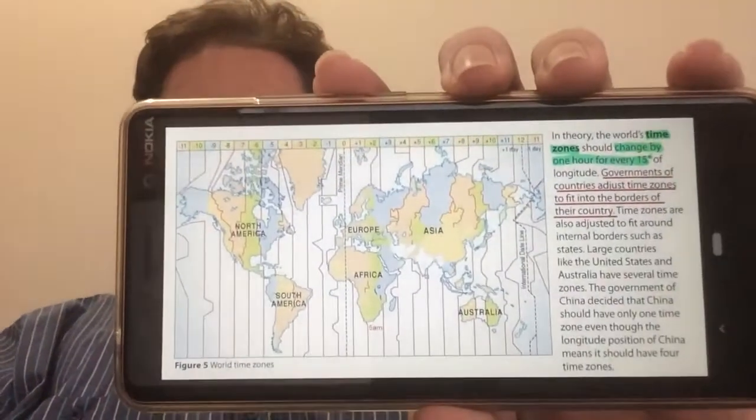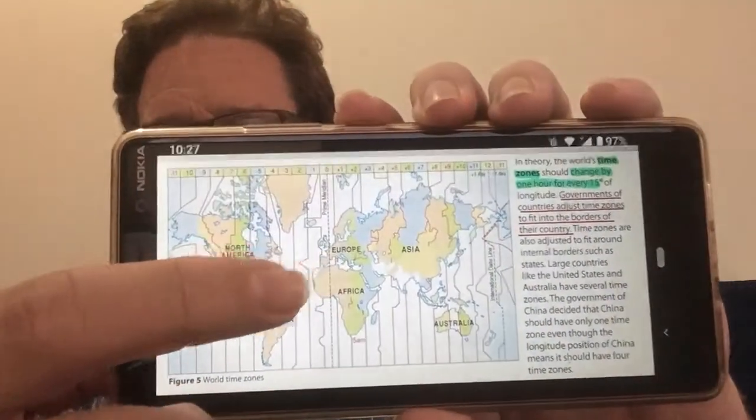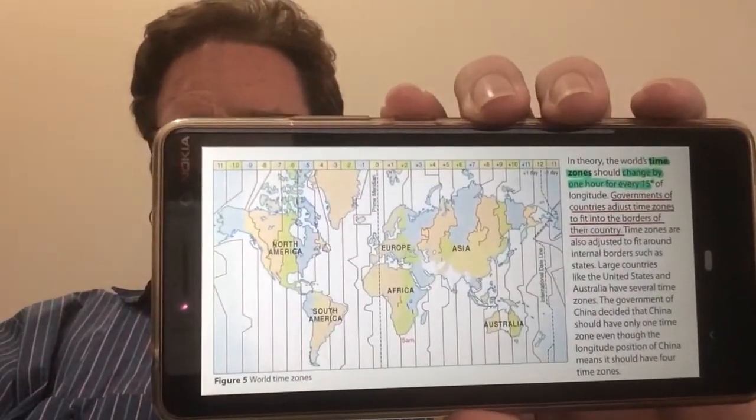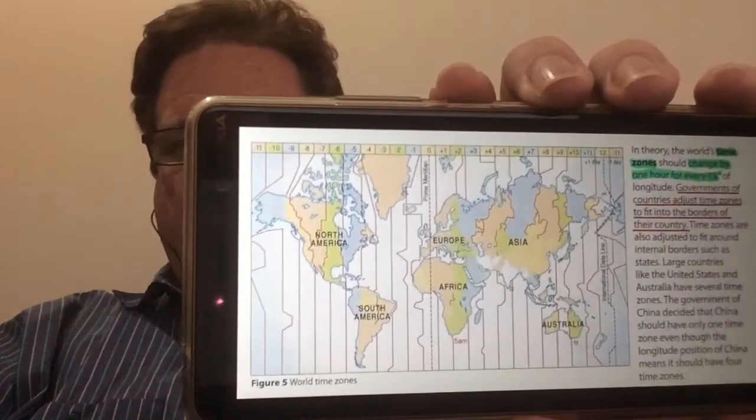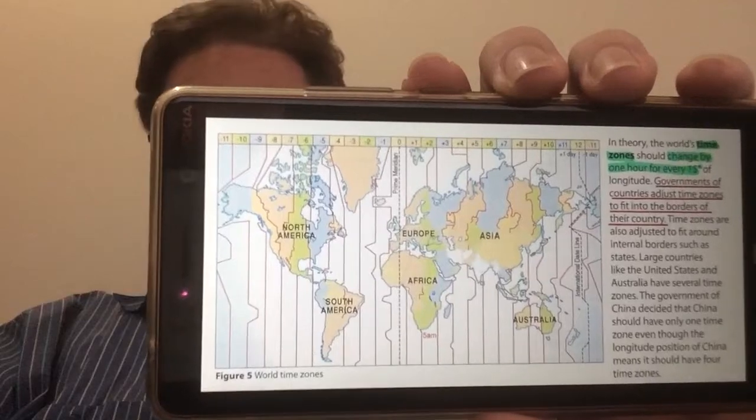Hello everyone. Today we're going to have a quick look at time zones. So you have very similar diagrams that you guys will see all the time. Time zones help us to work out what the time will be in different countries of the world at any given time that we're currently in.